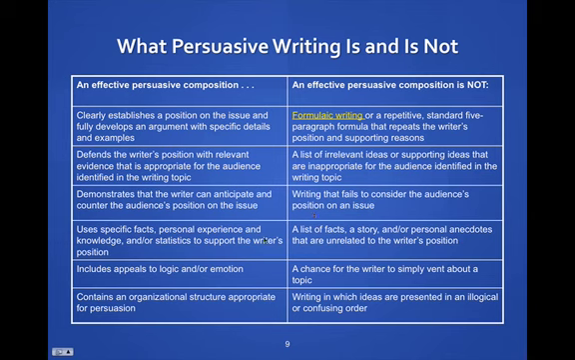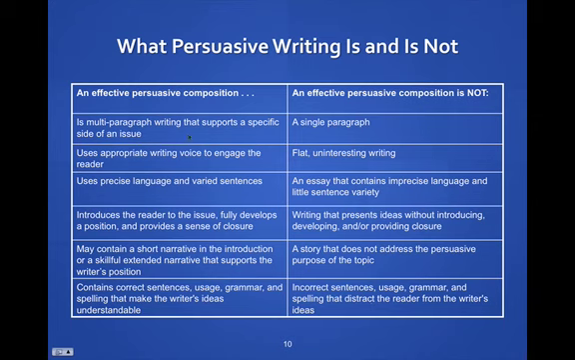It does use specific facts, personal experience, and knowledge and/or statistics to support the writer's position. And it is not a list of facts, a story, and/or personal anecdotes that are unrelated to the writer's position. It does include appeals to logic and/or emotion, but it is not a chance for the writer to simply vent about a topic. It contains an organizational structure appropriate for persuasion, but it is not writing in which ideas are presented in an illogical or confusing order. It is a multi-paragraph writing that supports a specific side of an issue. It is not a single paragraph.